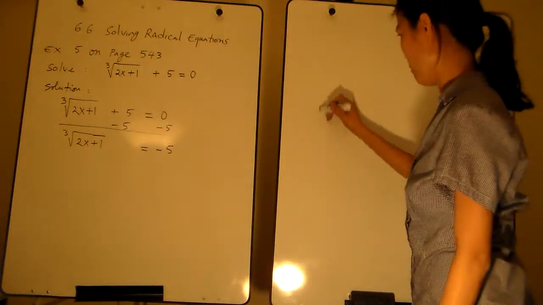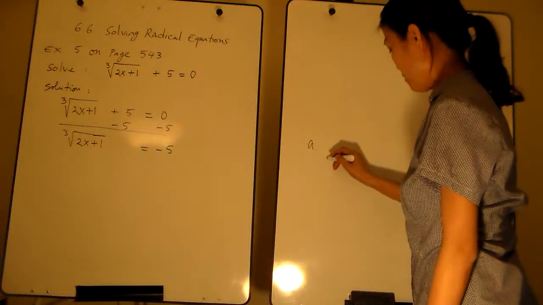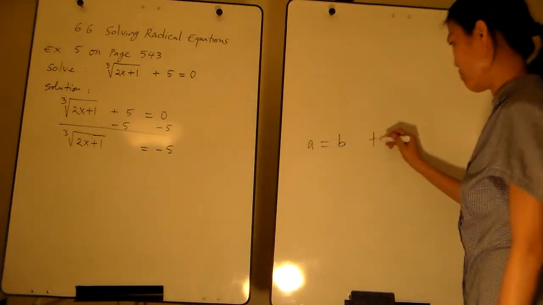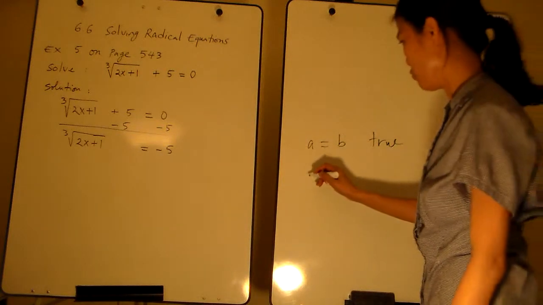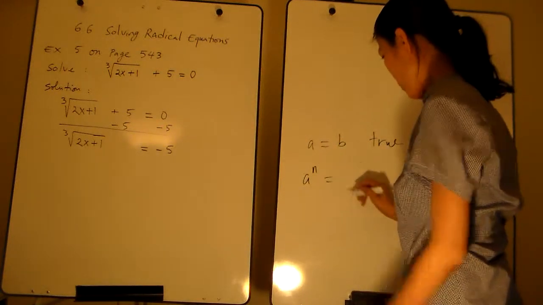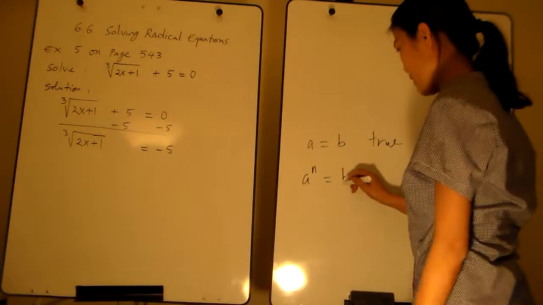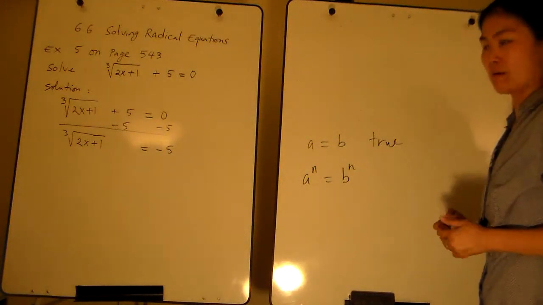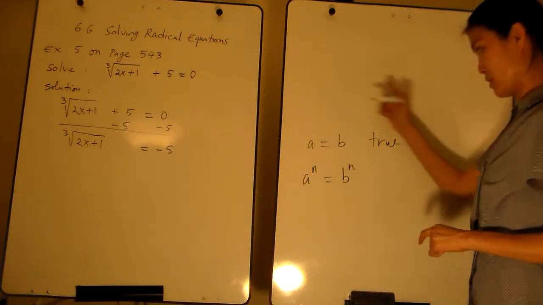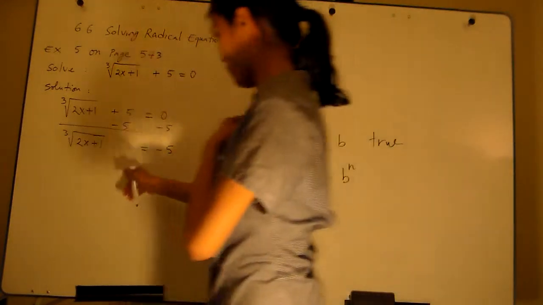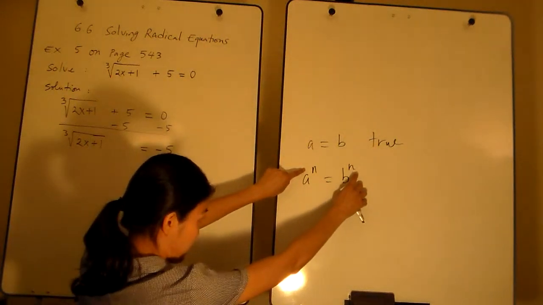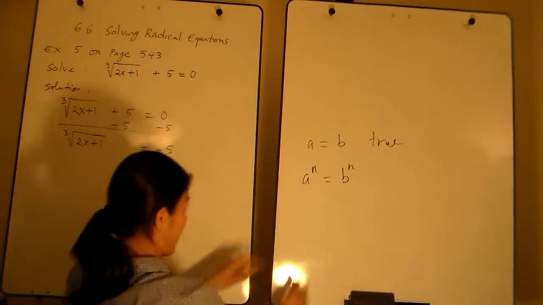Using the principle of power, when you have one equation a equal to b that is true, then when you raise a to the n, it will equal the right hand side, b to the n, and n is some natural number. So we're going to apply this principle of power here. The n here is some power that you're going to raise on both sides.